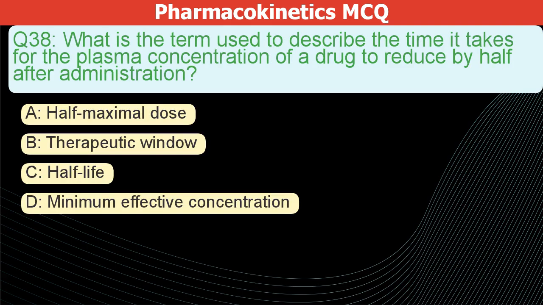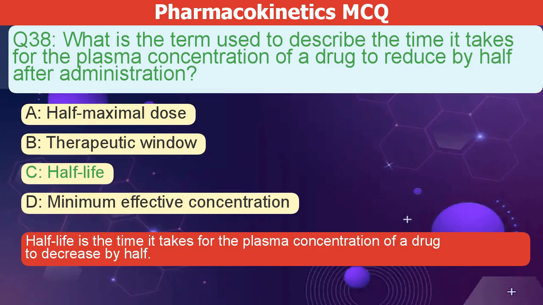What is the term for how long it takes a drug's plasma concentration to drop by half after you give it? A. Half maximal dose. B. Therapeutic window. C. Half-life. D. Minimum effective concentration. The correct answer is C. Half-life is the time it takes for the plasma concentration of a drug to decrease by half.